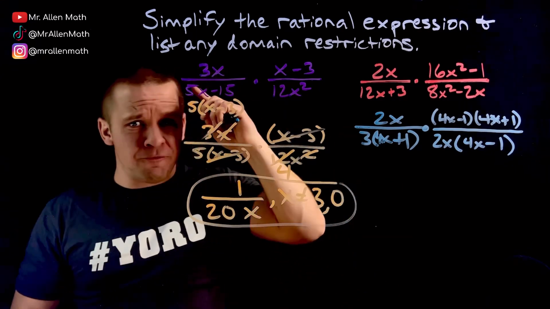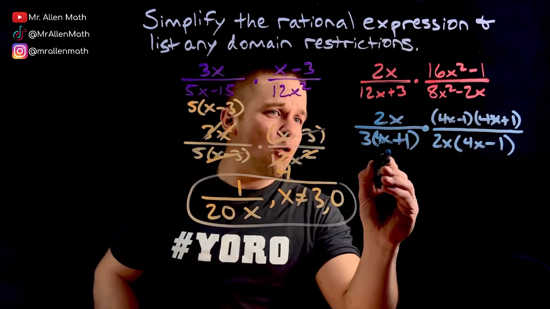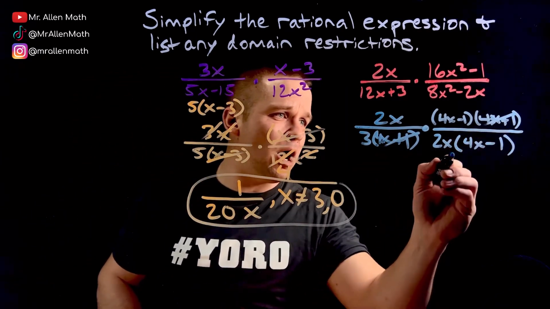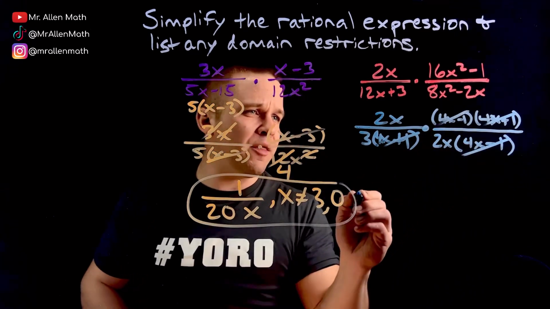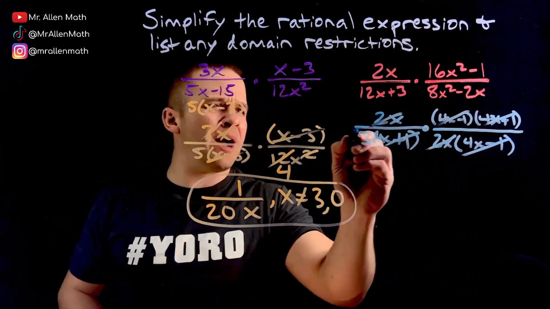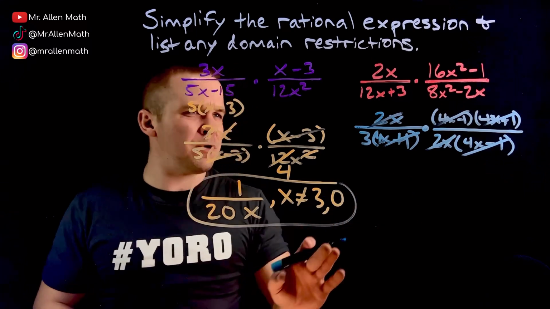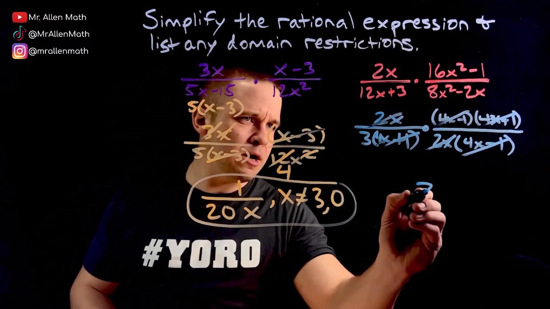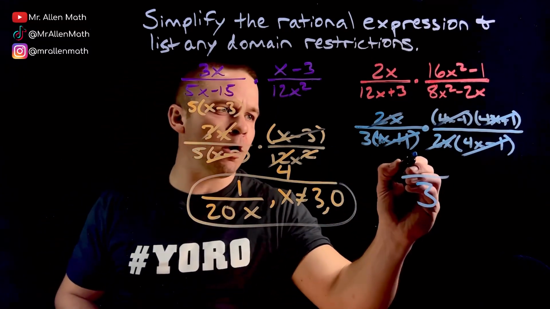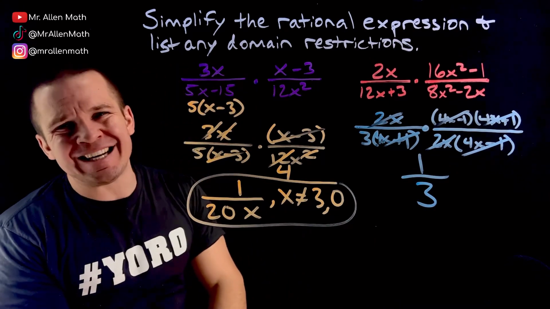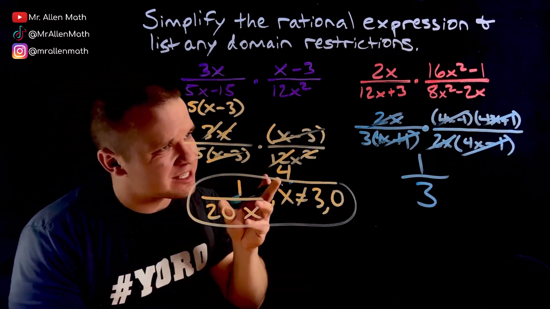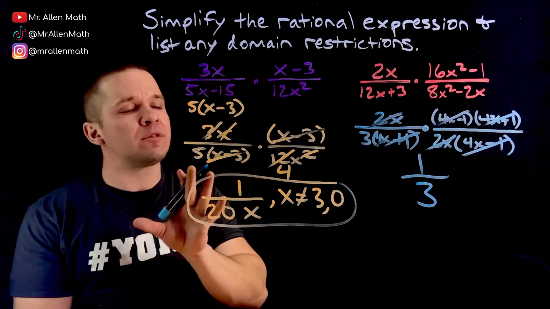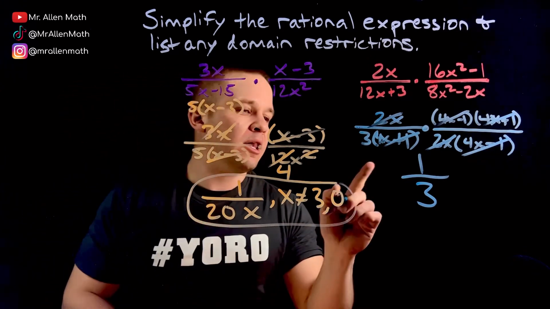Let's see here. Don't forget domain restrictions later on. We have 4x plus 1, that one is gone. 4x minus 1, that one's gone. The 2 x's are gone. What am I left with? I have a 3. So is my answer 3? No. It's 1 over 3 because that 3 is in the denominator. It's got to stay in the denominator. If it were in the numerator, it'd be 3, but it's not.